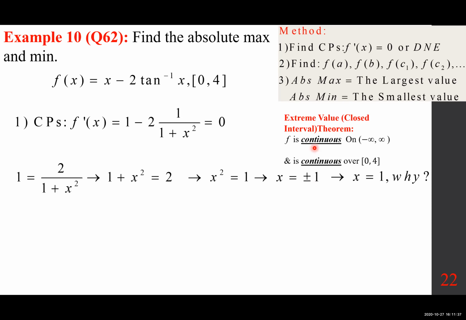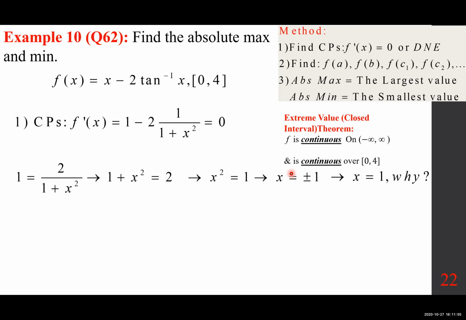And x is only 1. Why is that? Take a look at the given interval. The given interval of 0 to 4. Can we use 1? Yes. Can we use -1? No. That's why you use only 1.